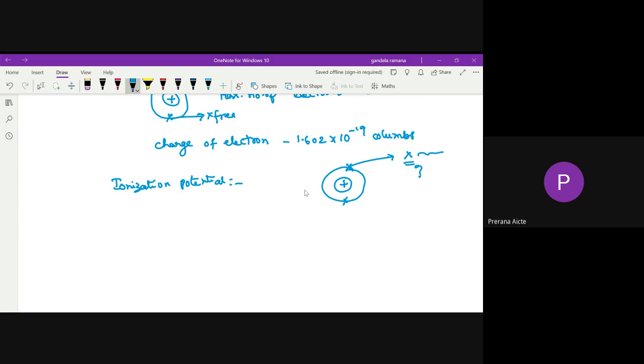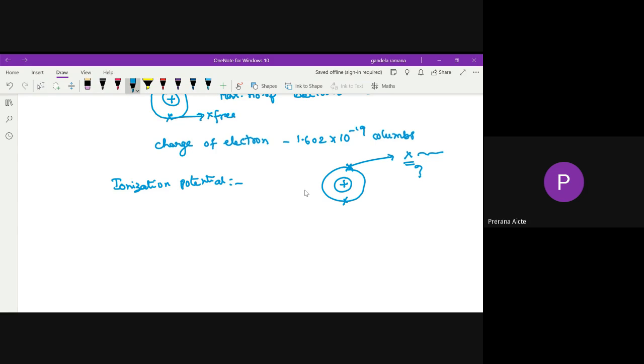That energy is called ionization potential. The energy required to make the outermost orbit electron a free electron, that corresponding energy is called ionization potential. What is ionization potential? The energy required to make the outermost orbit electron a free electron.